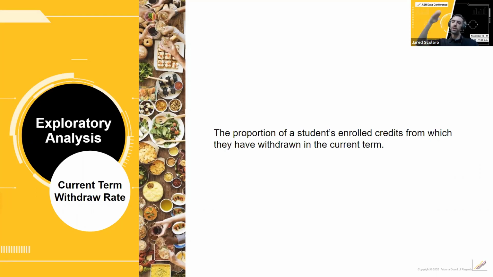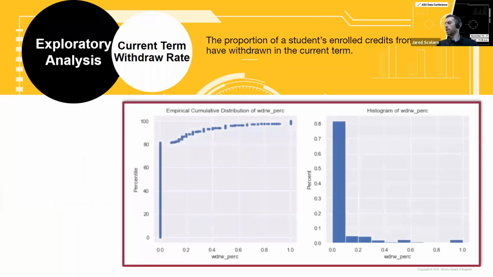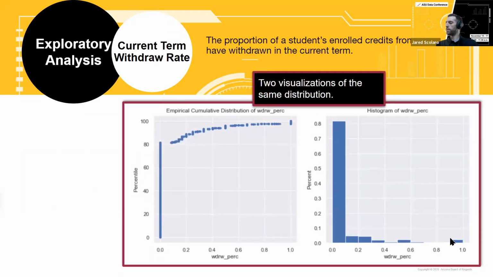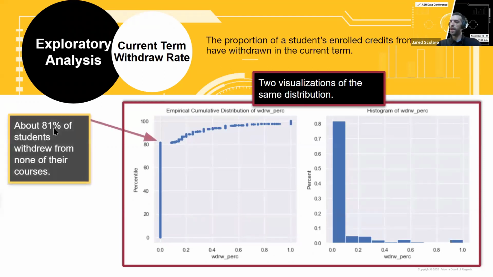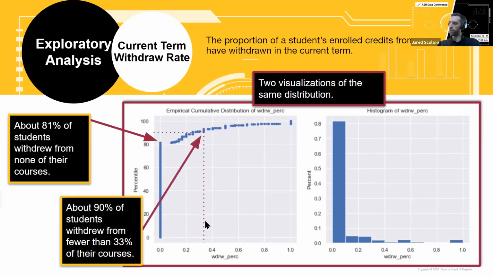And I'm just going to give you a couple snippets. I'm not going to go through the whole analysis here, but I looked at the distribution of this. And so this is two visualizations to show it. You might be more familiar with a histogram, seeing that most students don't withdraw from a large proportion of their classes. This is called an empirical cumulative distribution function. And it shows you for each value of the predictor, what is the percentile of that value? So we see right here, 81% of students withdrew from 0 courses in this term. And then if we look over here at around 33%, that is the 90th percentile. So 90% of students withdrew from fewer than 33% of their courses. So that's one way we can see the distribution of this predictor.